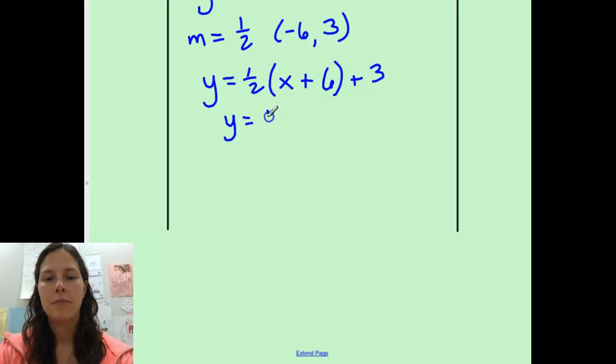Distributing our slope, and combining our like terms.